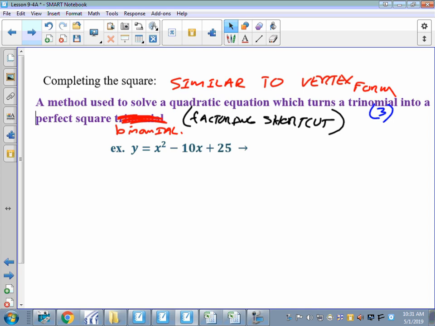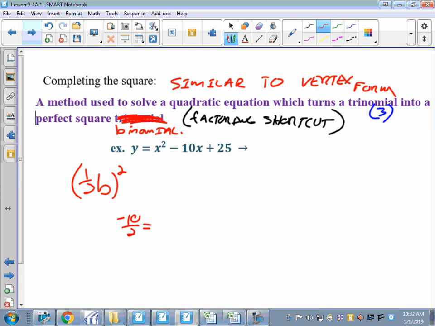Remember, we already have it as y equals. It can be 0 equals, but we're going to take that y equals. And we're going to scooch that 25 out of the way. Essentially, we're going to take half of b, then square it. We take negative 10, divide it by 2, because that's our b value, and you get negative 5, and we square that to get 25. Then we add the 25 inside the parentheses, and outside the parentheses, we subtract that 25, to balance it out on the other side.